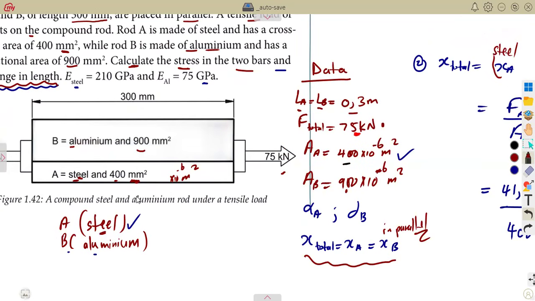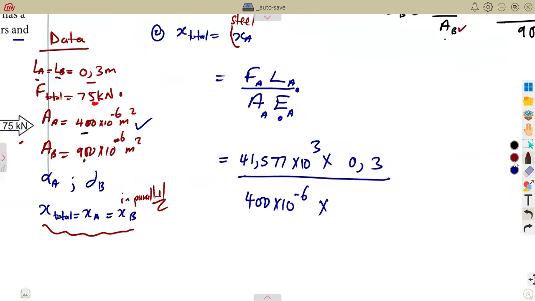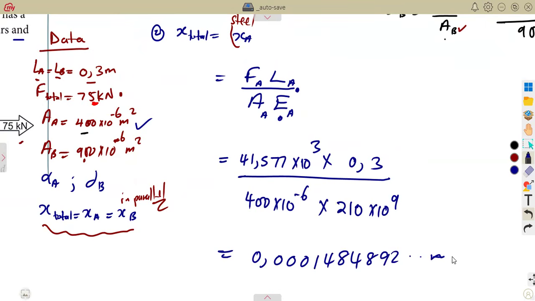So what is it that we have for the steel? The E is 210 gigapascal. So we have E at A, 210 times 10 to the exponent of 9 pascal. So that is going to give us the extension, the change in length, the total of the whole part, 0.000148489 something like that in meters.